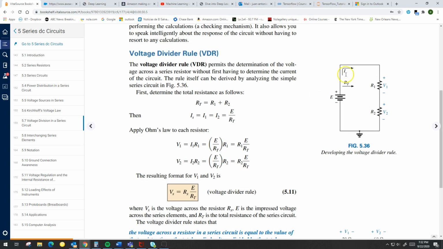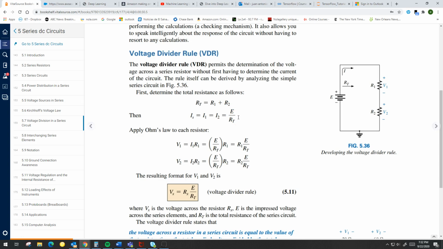And so we know that the total resistance is just R1 plus R2, and the current through R1 will be equal to the current through R2. We know that from our previous study with series connected resistors. We also know that if we want to find the source current, we can divide the voltage being supplied by the total resistance. So this is this equation here.